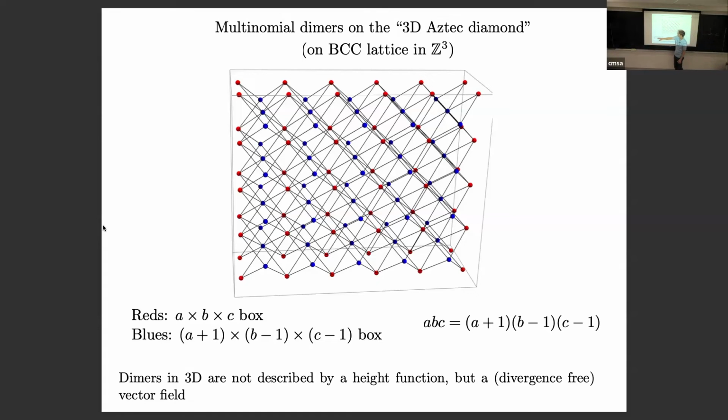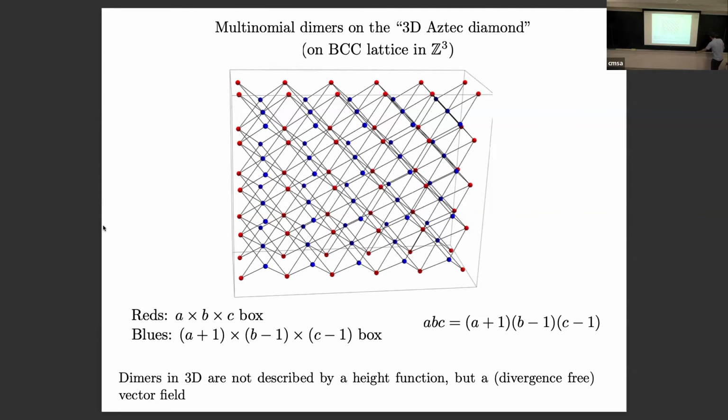And here A, B, C are just any integers, but if we want to have multinomial pilings, we need the number of red vertices to be equal to the number of blue vertices. So you have to satisfy this condition, but it's not hard to find triples A, B, and C to satisfy that condition. And so the goal is to do the multinomial dimer model on this 3-dimensional version of the Aztec diamond.